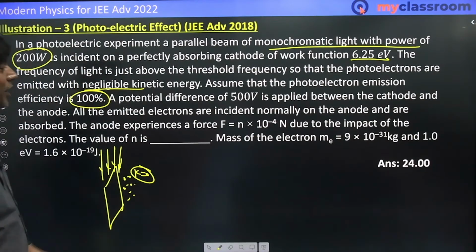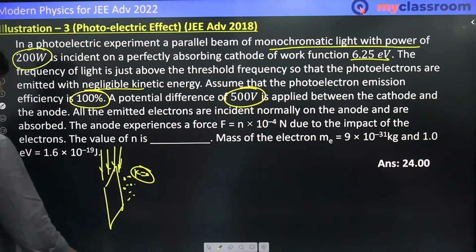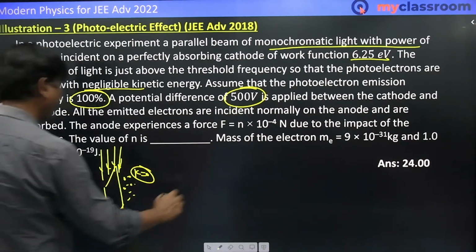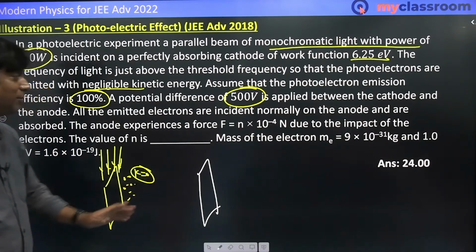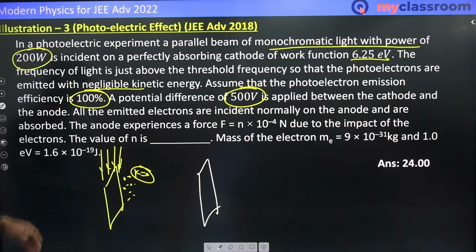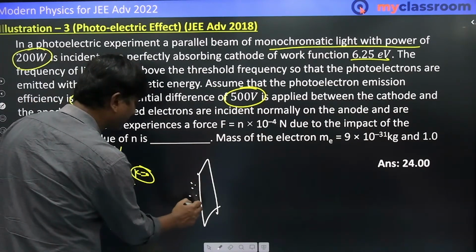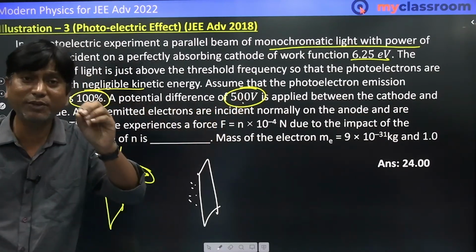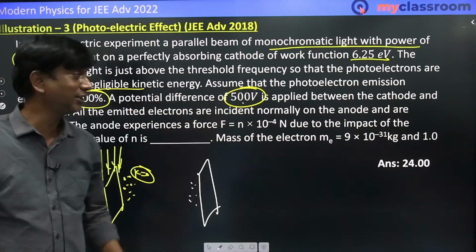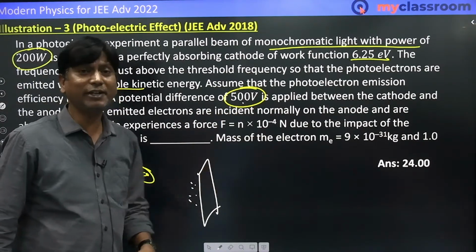And a potential difference of 500 volts is applied between the cathode and the anode. So you are also putting an anode plate here, and creating a potential difference of 500 volts. These electrons will get accelerated and acquire very good kinetic energies. Because they are accelerated under a potential difference of 500 volts, they will acquire a kinetic energy of 500 electron volts.